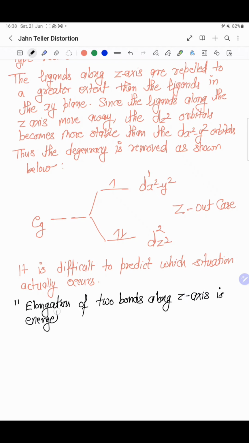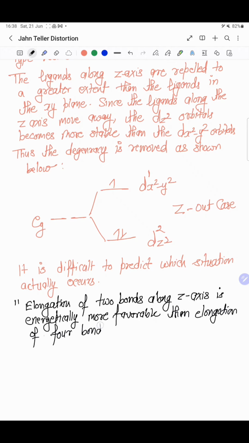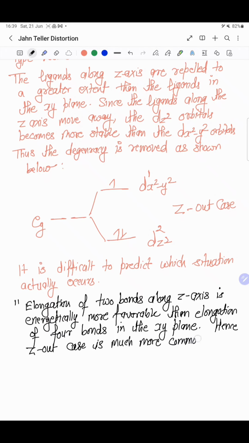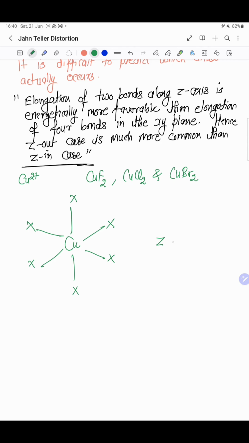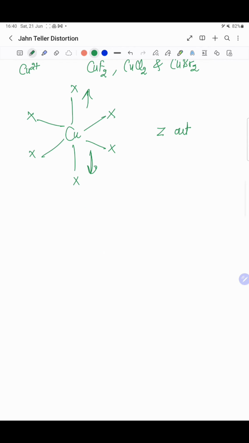It is difficult to predict which situation actually occurs, that is, whether the first case or the second case will occur. It cannot be predicted which will be the more stable case. So elongation of two bonds along the z-axis is energetically more favorable than elongation of four bonds in the xy plane. You know, along the z-axis there are only two ligands, while along the xy plane there are four ligands. So energetically elongation of two bonds is an easy process, and the Z out case is more common than Z in.